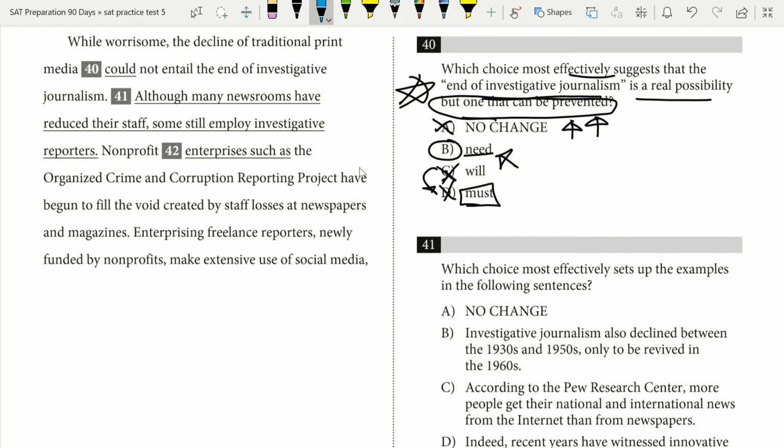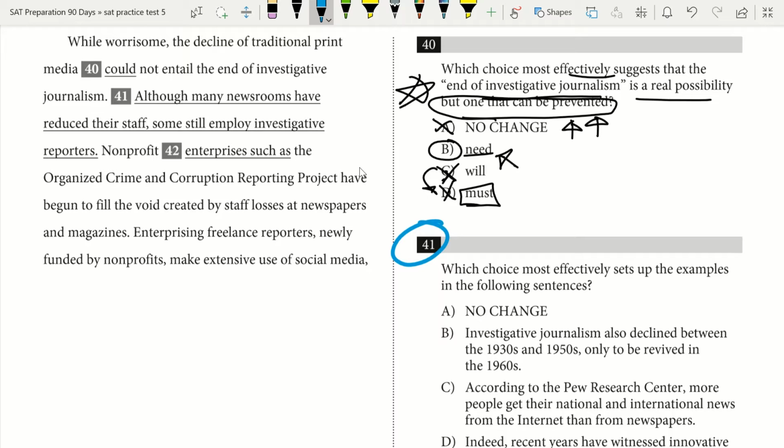Today I have two SAT writing tips and tricks for you. One dealing with commas and "such as" statements, and the other dealing with how to effectively set up examples in the following sentences. So the question that says in 41, which choice most effectively sets up the examples in the following sentences? That's a fairly typical question on the SAT writing section.